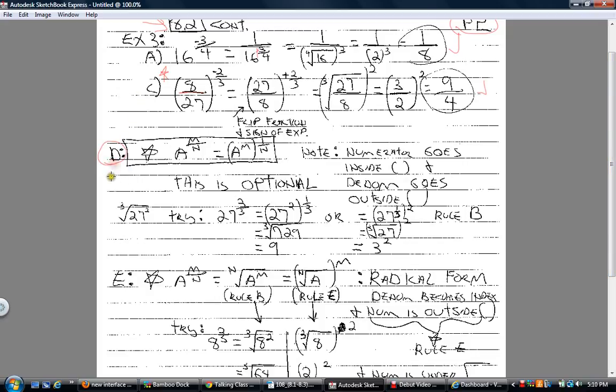Shortcut D gives you an option: a base raised to an exponent that's a fraction can be separated out, where the numerator can be taken inside and the denominator can go outside. That's because m times 1 over n does equal m over n, so they're just taking advantage of that. Remember, with inside and outside exponents, you multiply them. This is optional. You might like it, you might not. You can try it every once in a while.